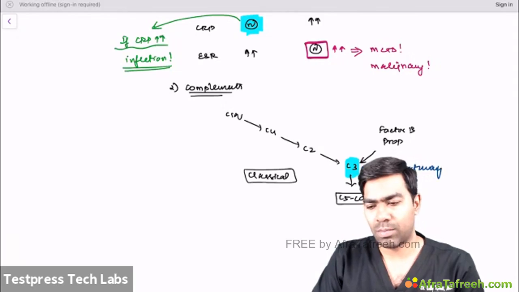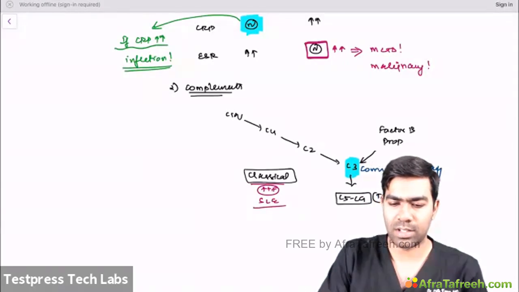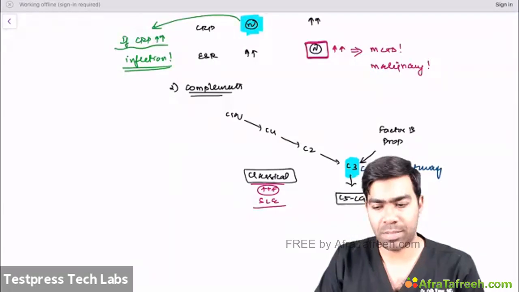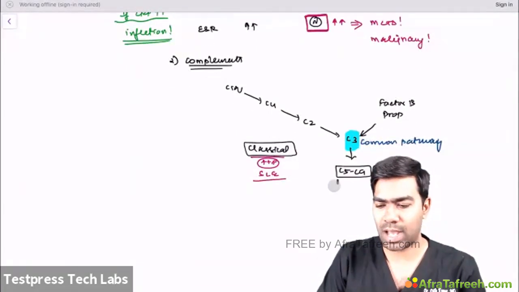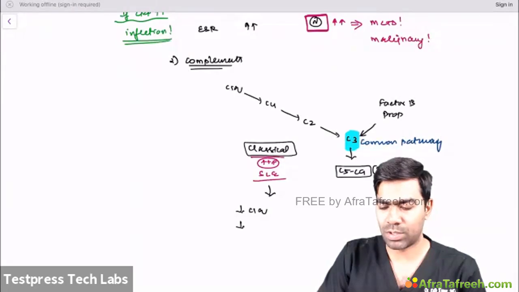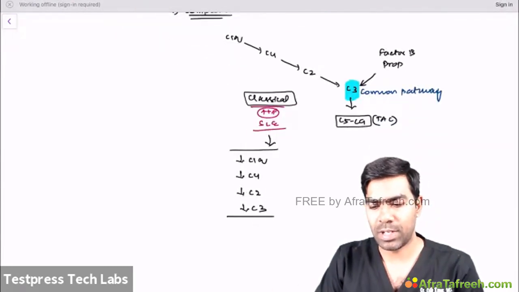So in SLE, the most important thing is the activation of the classical complement pathway. So this will be activated to a great extent, so that complement consumption will happen, especially in active disease. So if you ask what will be the complement status in SLE, C1q will be reduced, C4 will be reduced, C2 will be reduced, and C3 will be reduced.